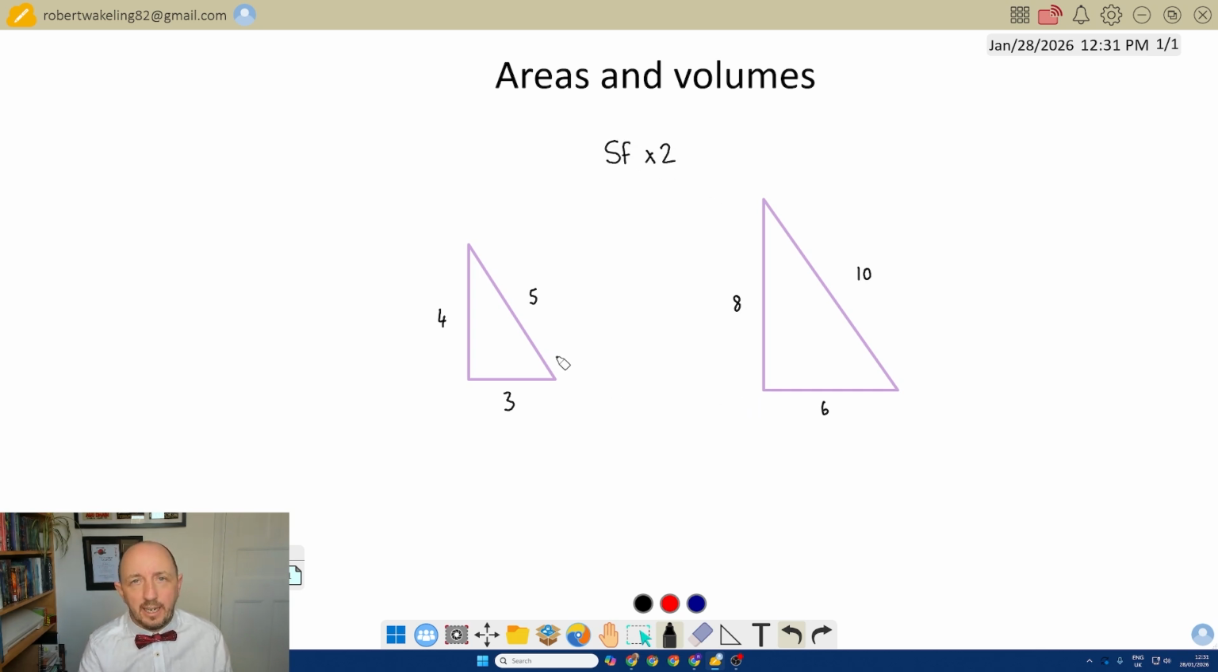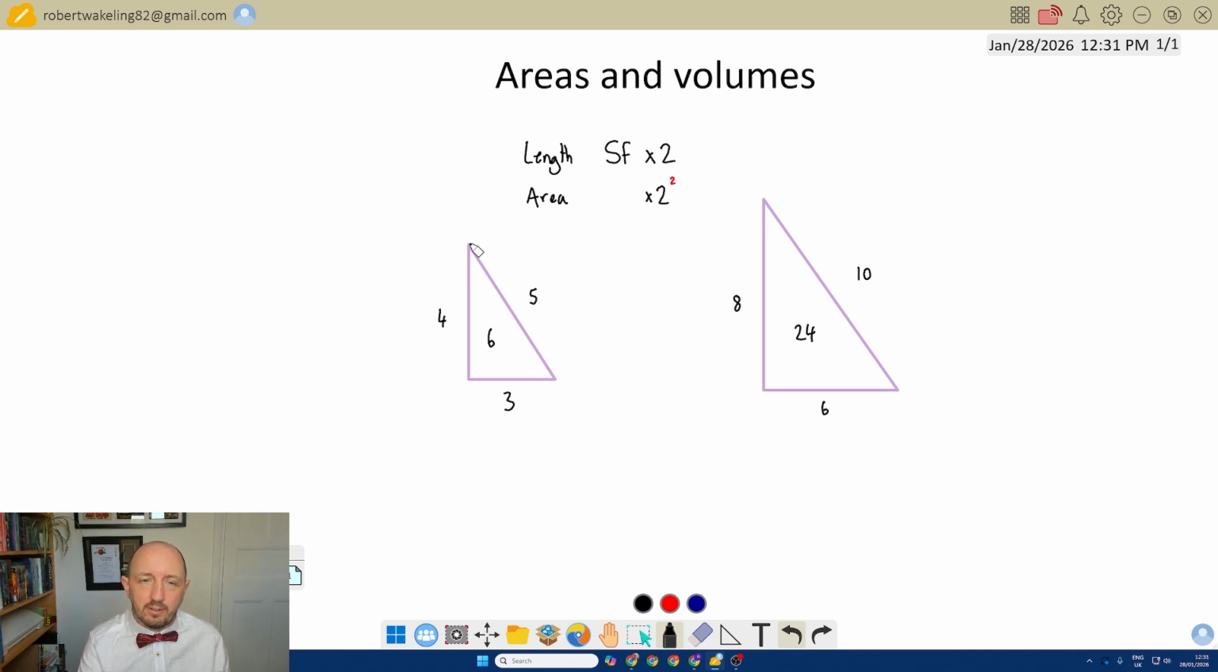Then if we look at the area of this using base times height divided by 2, then 3 times 4 divided by 2 is 6. So the area of this left-hand triangle is 6, and then if we do the same to the right-hand side, 6 times 8 divided by 2 is 24. So whilst the length has doubled, the area will be increased by the scale factor squared. So doubling one of the lengths and then doubling the lengths in the second dimension will increase the area by a factor of 4.